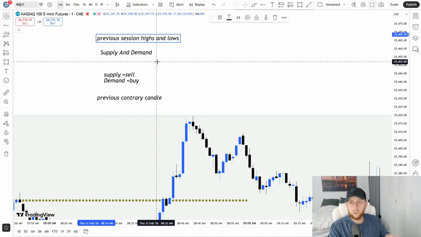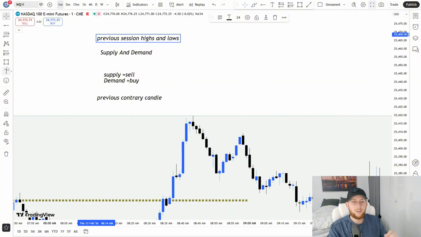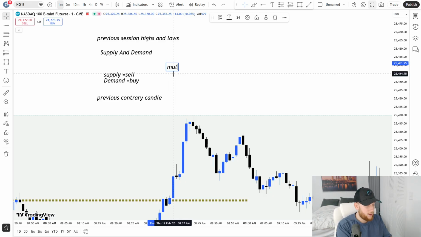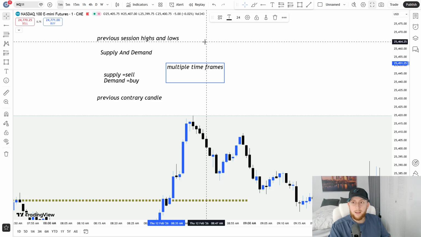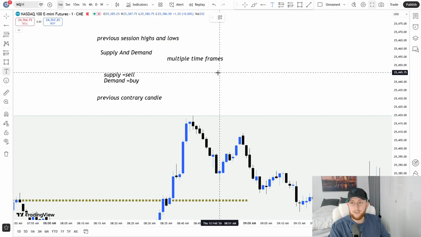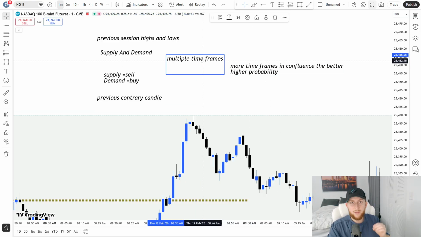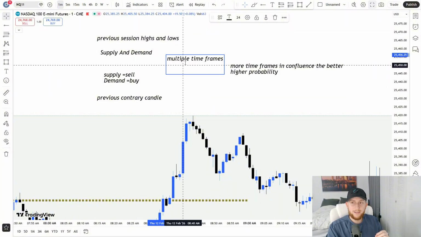Now, the main difference too with my strategy is I do this on multiple time frames, right? So the supply and demand we are going to find on multiple time frames, and we need them in confluence. So more time frames in confluence, the better, right? The higher probability. Let me just put that. Higher probability. I'm not the best typer. This might seem confusing right now, but we're about to dive into it.